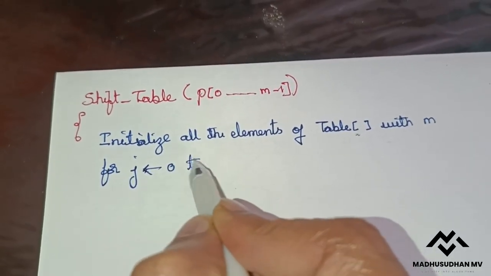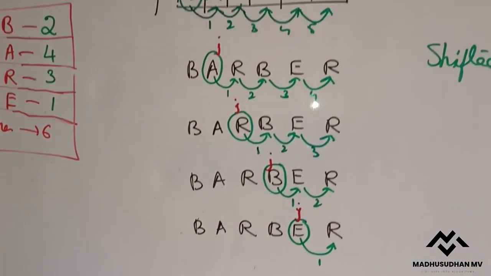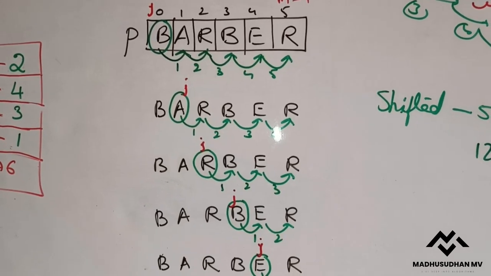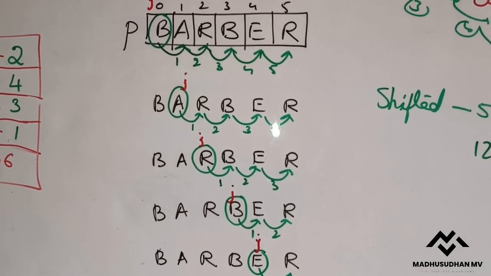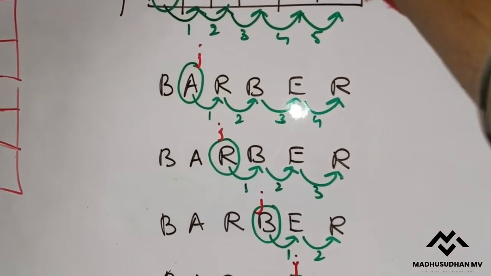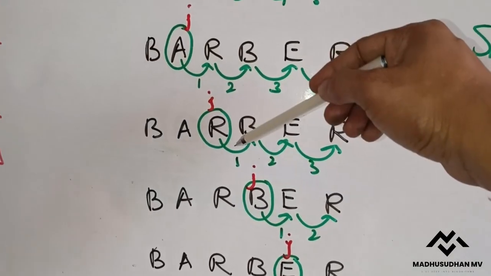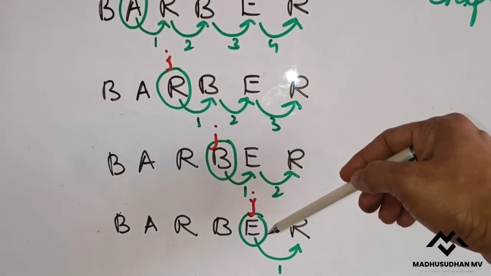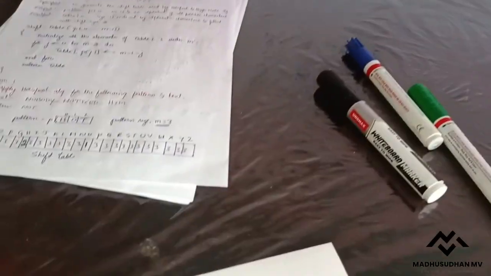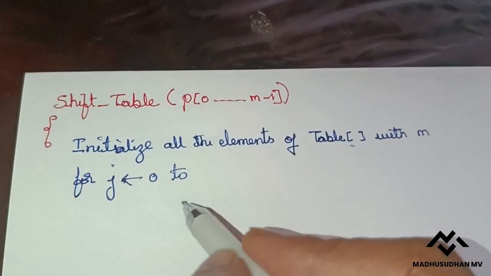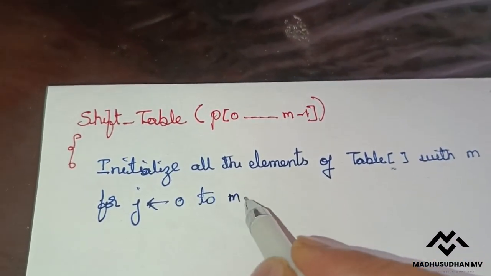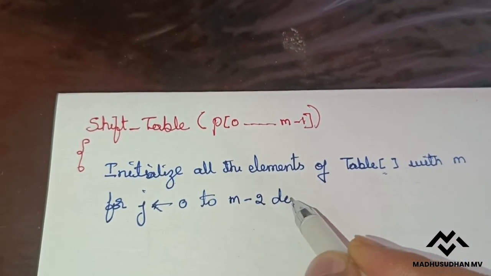To what? I stopped at what? The last but one position. If you see, J is equal to 0, B, then J is equal to 1, that is A, then next R, next B. See, that's what this J, B, A, then R, then B, then this one. The last but one cut is what? M minus 2. So this is J is equal to 0 to M minus 2.